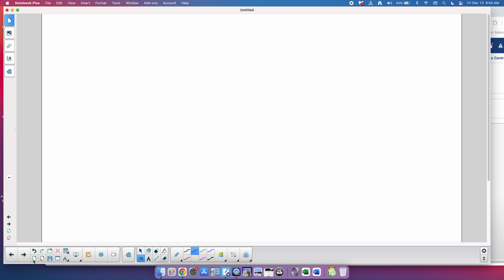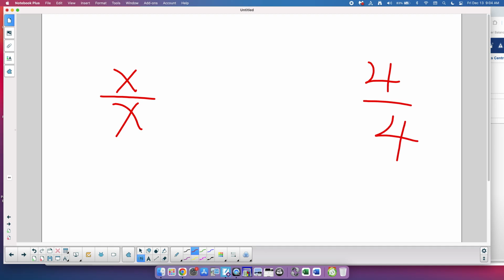I get that most of you can probably do this really quick, but I'm going to show you something off to the side. You don't have to do this. But can I ask you this? What is 4 divided by 4? 1. Okay, because why? Because the numbers on top and bottom are exactly the same.